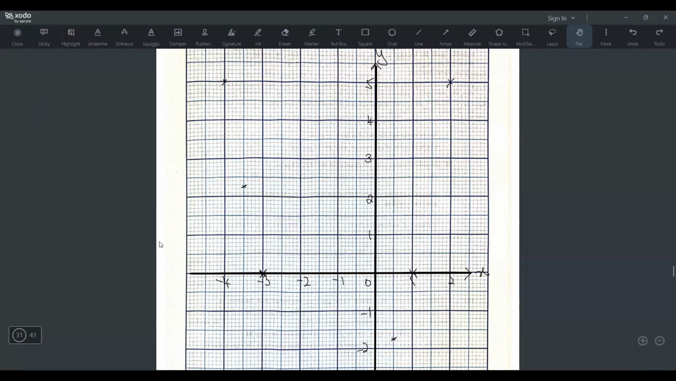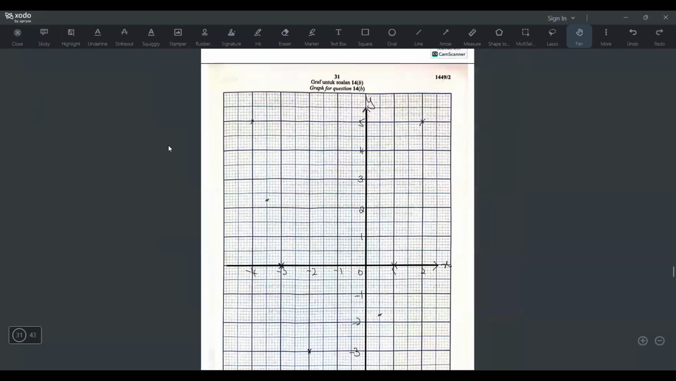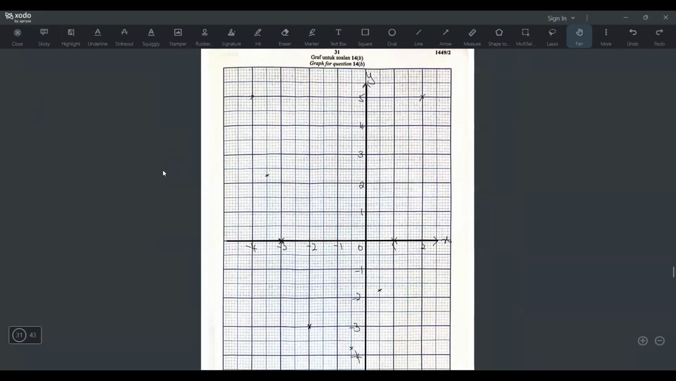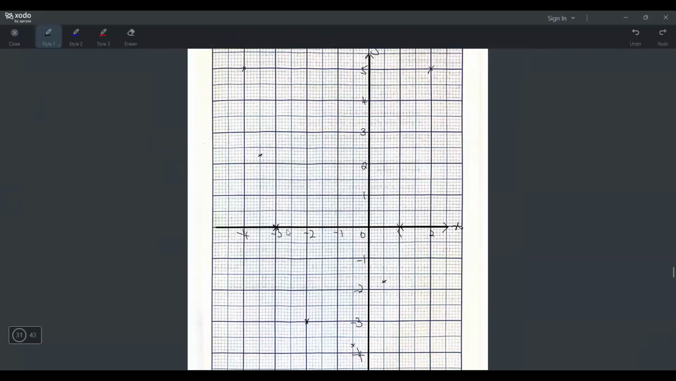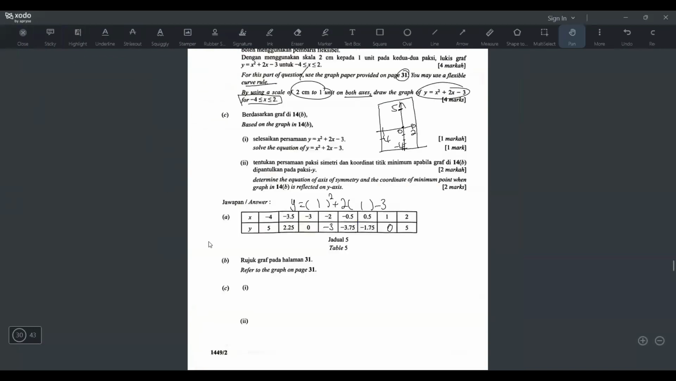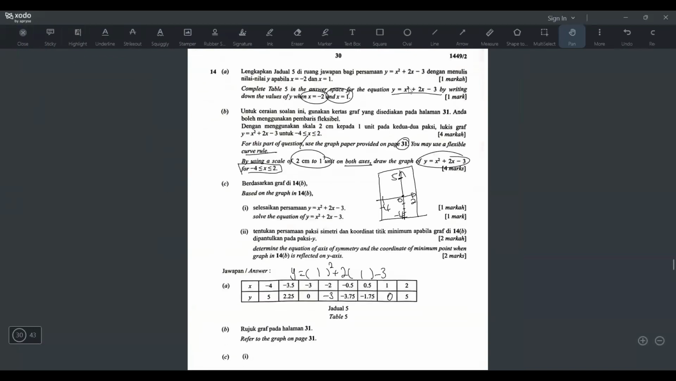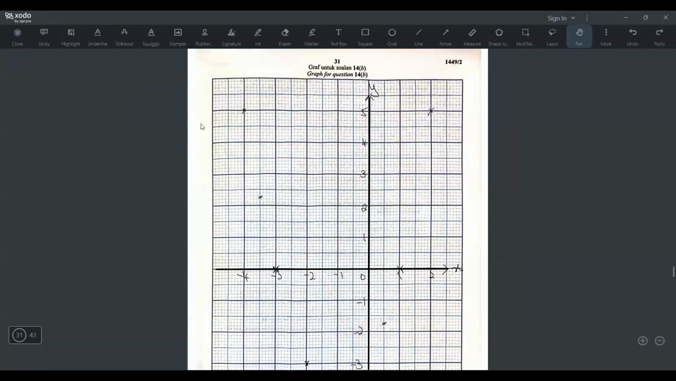Now it's time to join all the points, and you cannot use ruler, have to use freehand. So when you use freehand, you have to join all the points and it will look like a quadratic lah, because this equation is a quadratic equation. The highest power is power 2. So when you draw it, it will look like this, right? And since the a is positive, it's like this, so later there will be a minimum point, right?